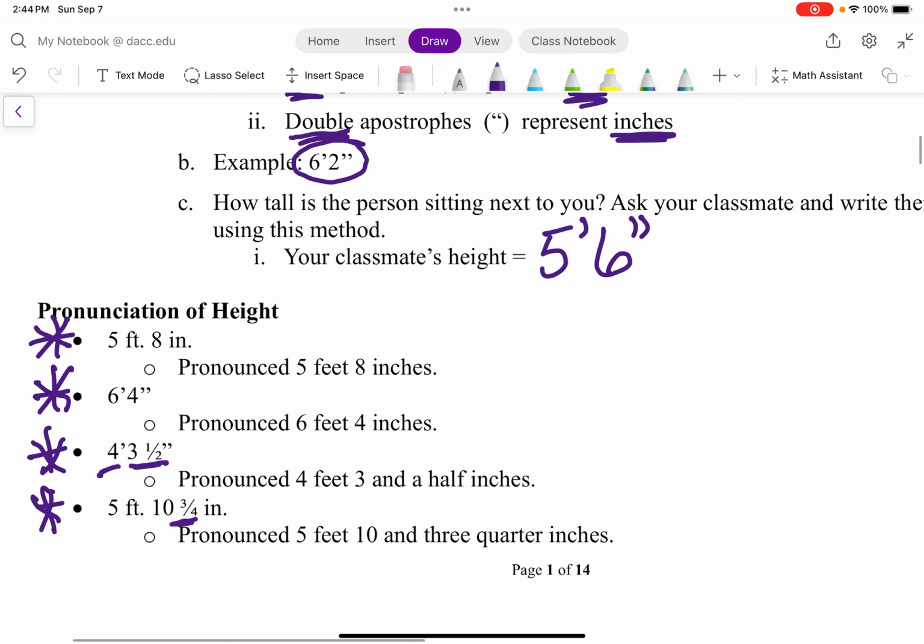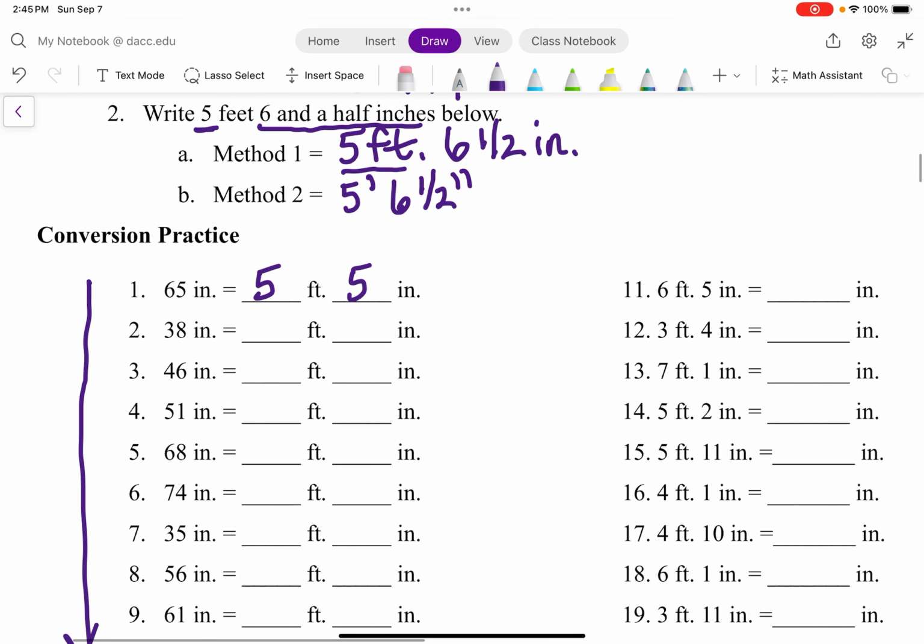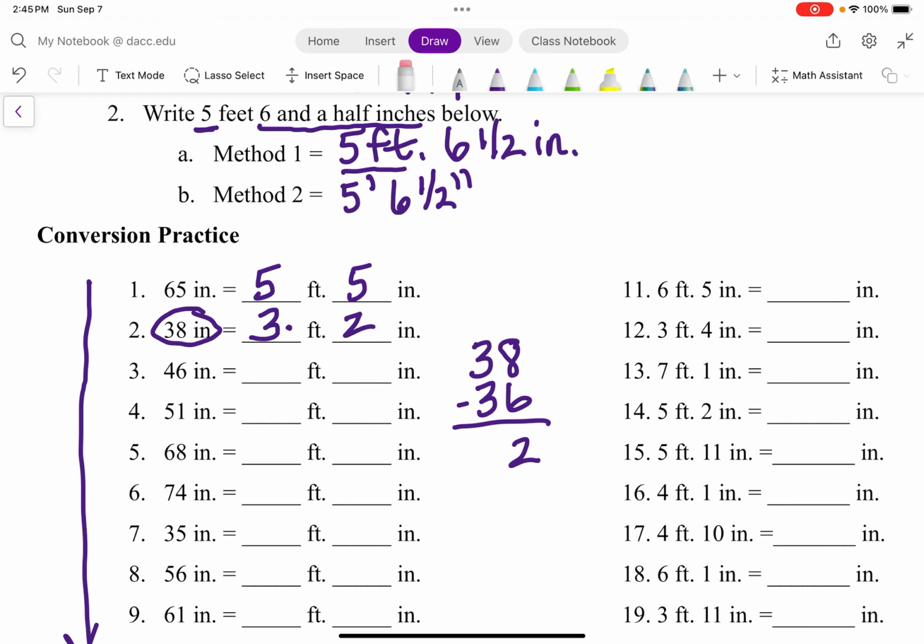So let's scroll back down. We know that it's at least 3 feet, but our question is asking us for 38 inches. So we have 38 inches, but we know that the 3 feet here is 36. So we subtract that. How many is left? 2 inches. So that's 3 feet, 2 inches. That's a method. If you write that chart on your paper, that can be helpful.